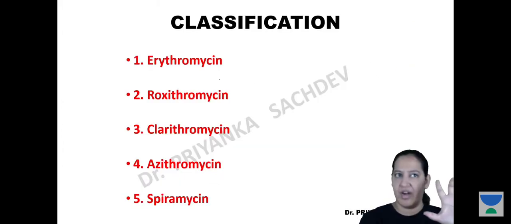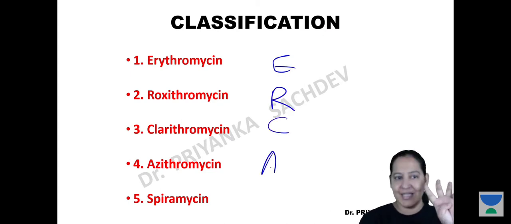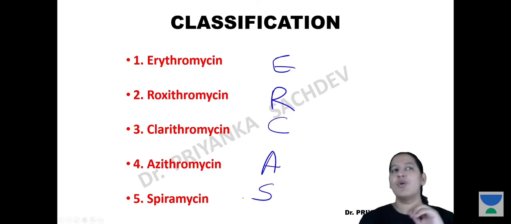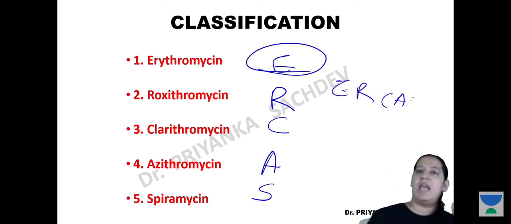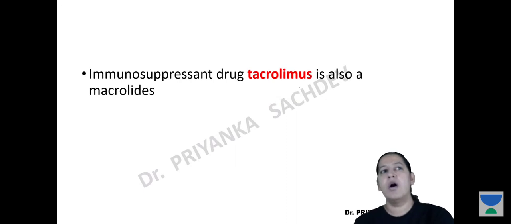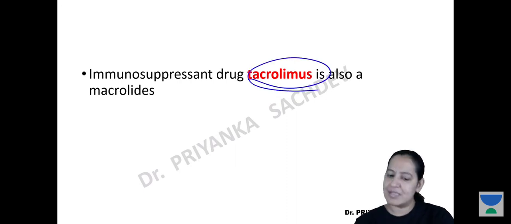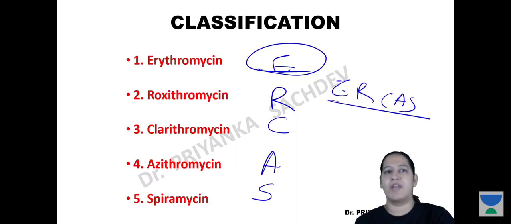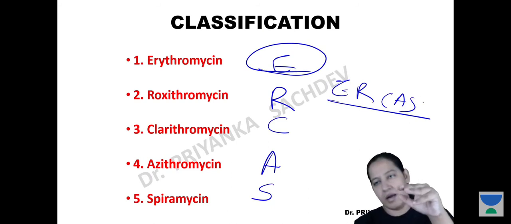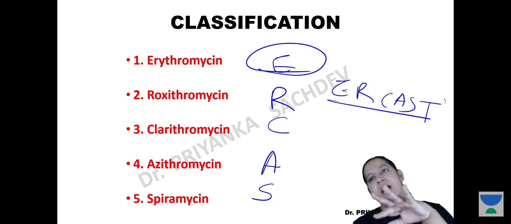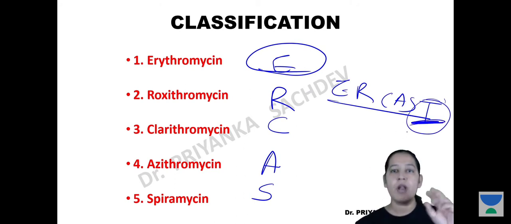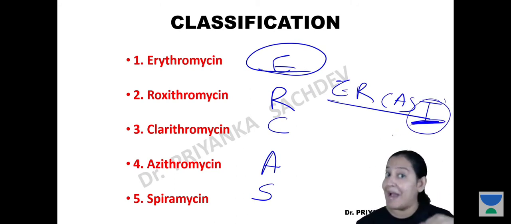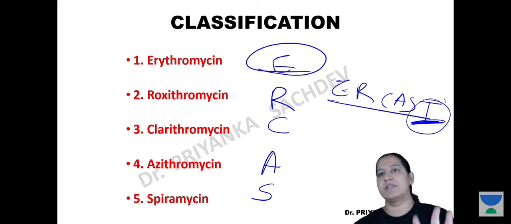That is coming on classification. There are 5 drugs: erythromycin, roxithromycin, clarithromycin, azithromycin, spiramycin. Among them, the prototype is erythromycin. ERCAS, so that is the mnemonic. And nowadays, tacrolimus, it is an immunosuppressant drug. It is not an antibiotic. These 5 are antibiotics, but tacrolimus is an immunosuppressant drug that is also included in this class. So again, a very important MCQ: which of the following immunomodulators is a macrolide? So the answer is tacrolimus. So total 6 drugs are there.